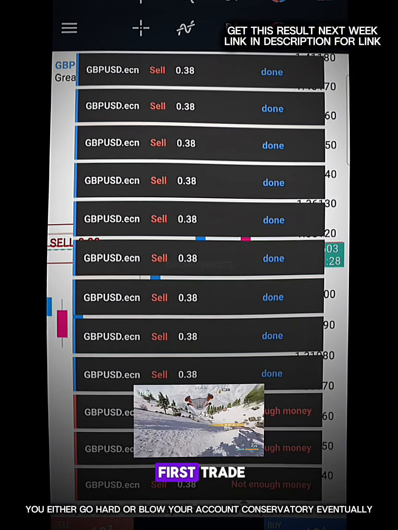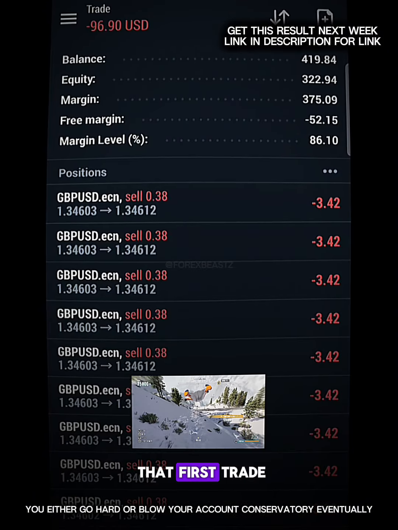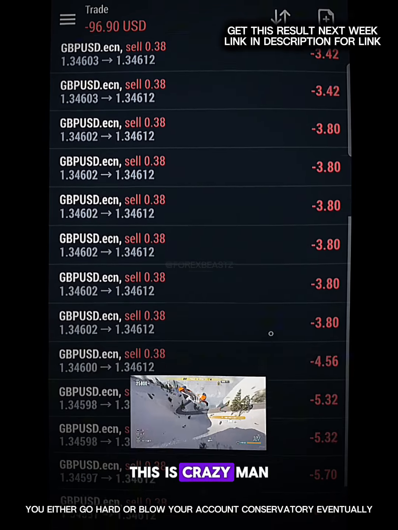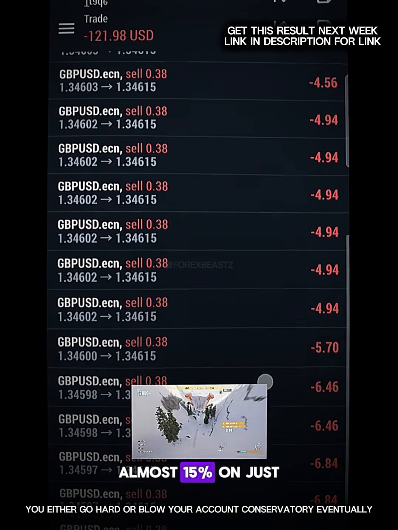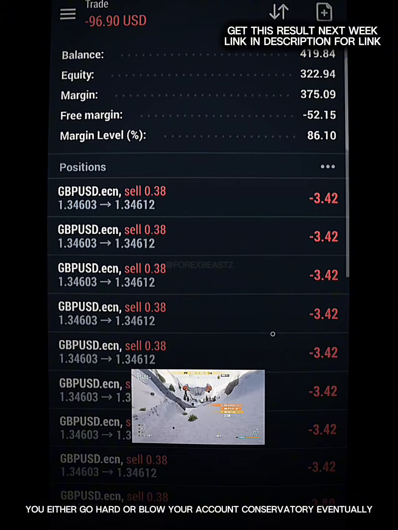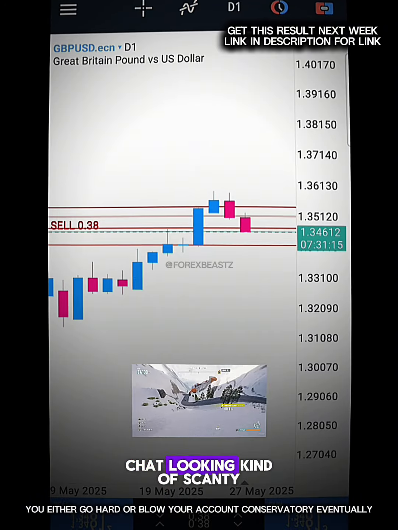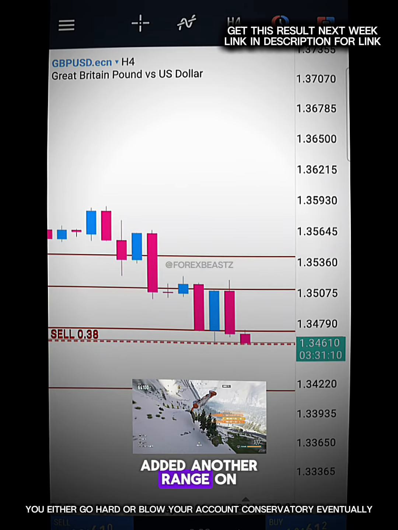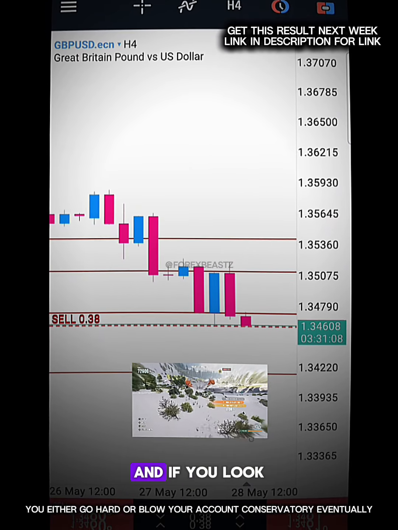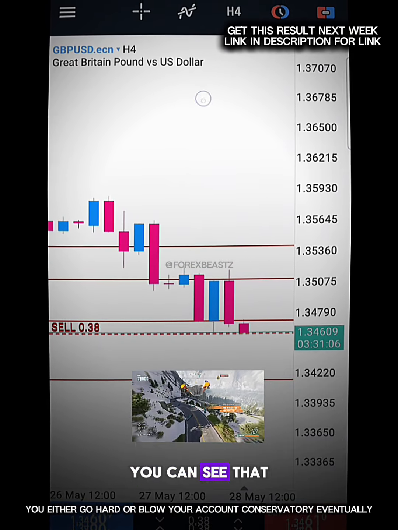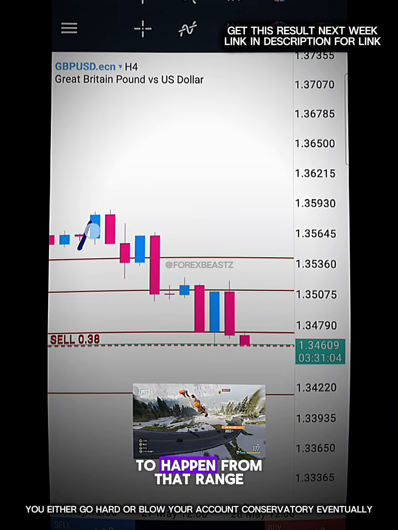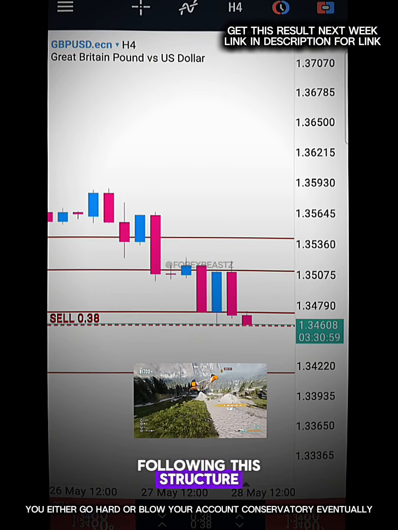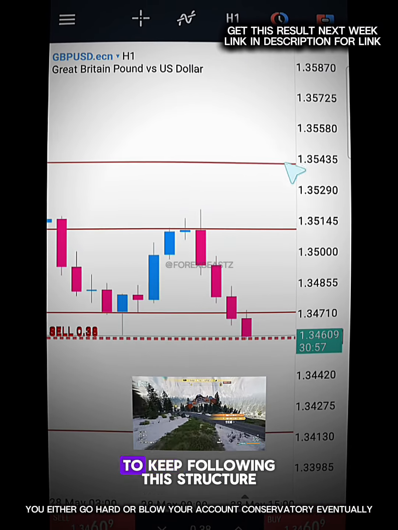But guys, on the first trade, as I just entered that first trade, I'm already seeing minus. This is crazy, man. Almost 15% on just one trade gone. And why was my chart looking kind of scanty? It was because I added another range on H4, you can see, and if you look at that range there, you can see that a breakout is about to happen from that range. Price has literally been following this structure, and I expect price to keep following this structure.